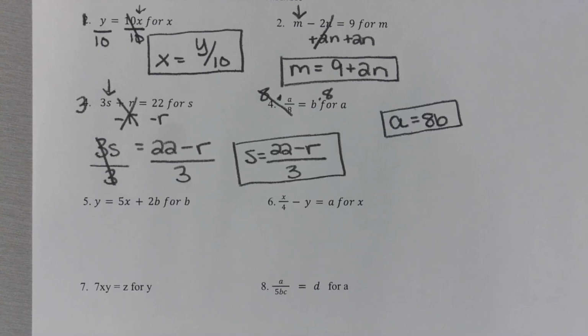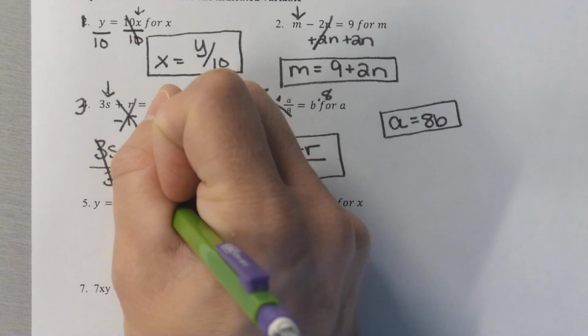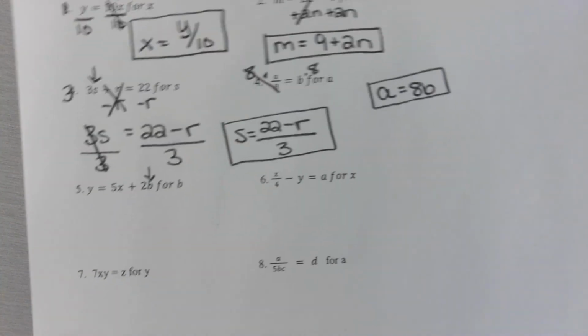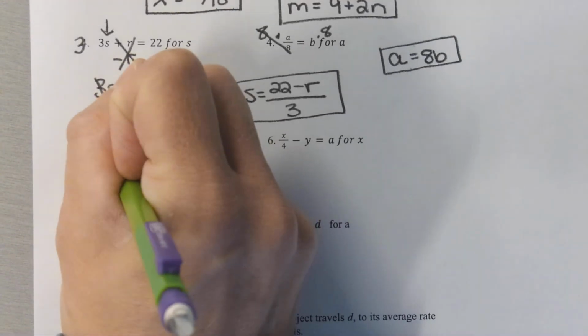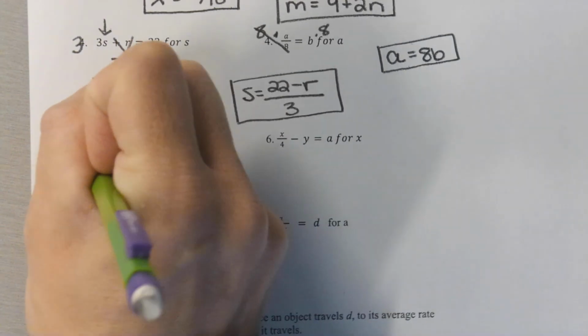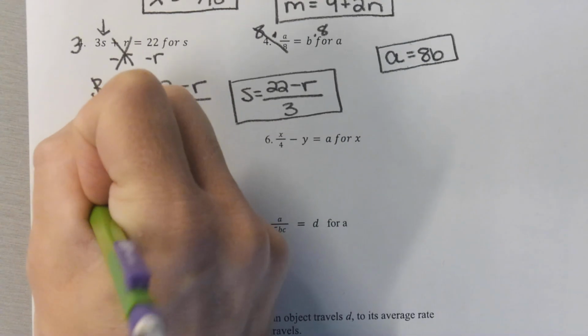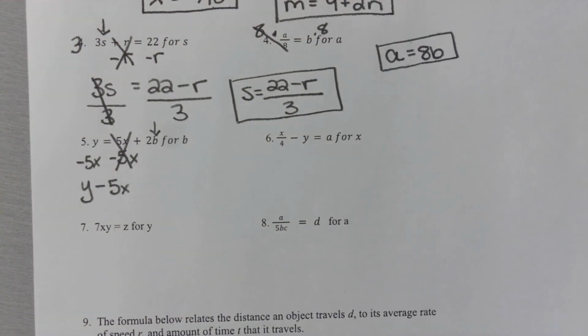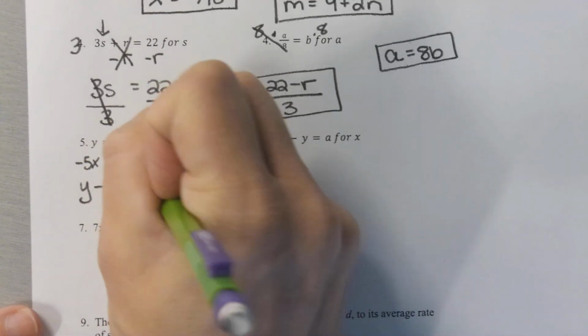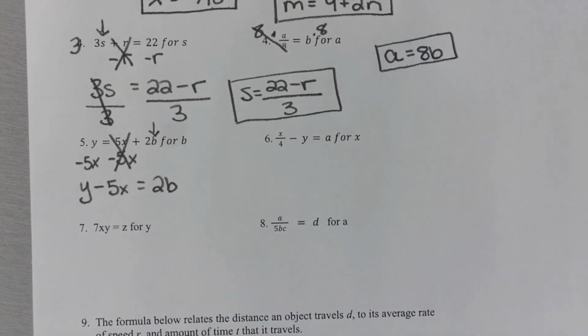All right, next one. Look for your b. That's the one that wants to have its alone moment. And remember, anything being added or subtracted, I kind of go after first. How could I get rid of this plus 5x? Let's subtract it away from both sides. So I get y minus 5x on this side. Here they cancel, because if you have something and then you subtract it from itself, it's gone. Equals 2b. Again, 2b would like to be alone. Just have a moment to itself.